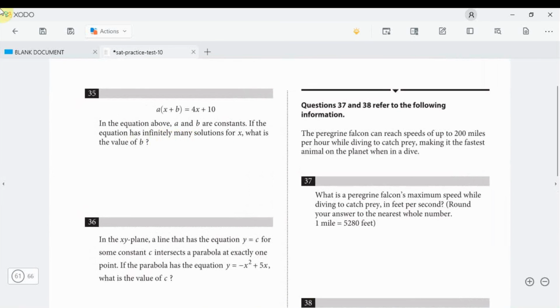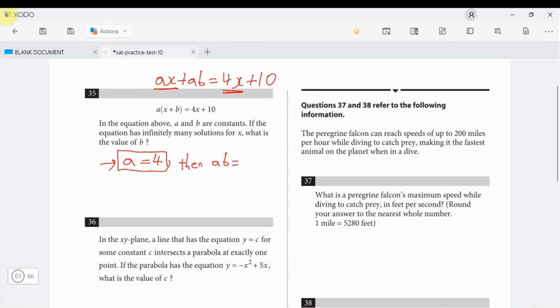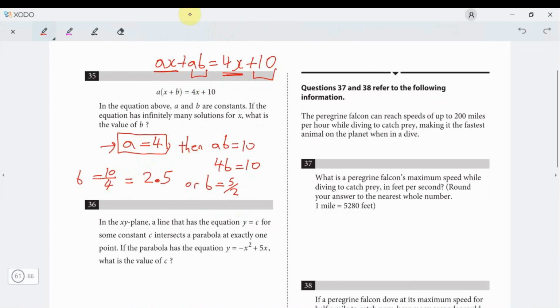Number 35. It says in the equation above, a and b are constants. If the equation has infinitely many solutions, what's the value of b? For it to have infinitely many solutions, let's first expand it. So we're getting ax plus ab equals 4x plus 10. If it has infinitely many solutions, then that means that the ax must equal 4x. And so that would be telling us a is equal to 4. If a is equal to 4, then ab is 10 as well. These two must be equal, right? And if you're equating both sides, ab is equal to 10 and a is 4, that's saying 4b equals 10. So divide by 4 to get b is 10 over 4, which is 2.5, or some might say 5 over 2. That would be your answer. Nice, for infinitely many solutions.